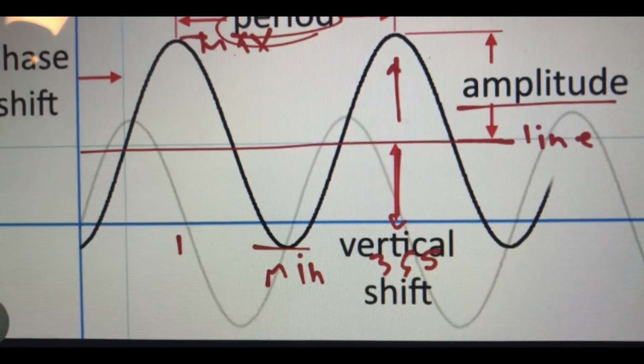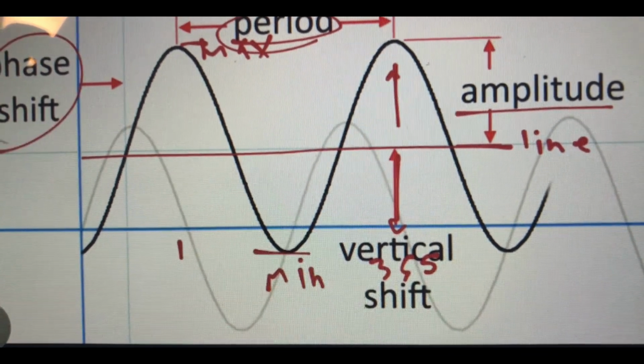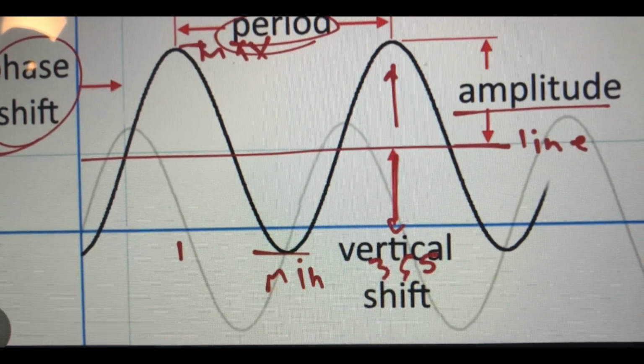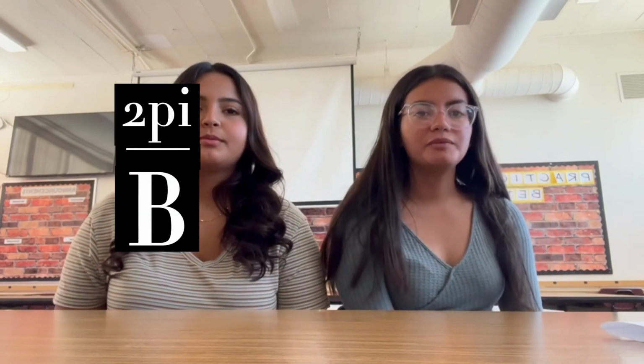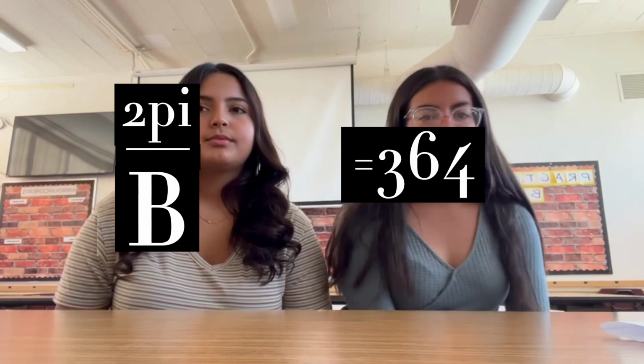The phase shift is how far the function is shifted horizontally from the usual position. This is represented by c. The period of our equation is 364 since there are 364 days in our equation. To get b, you do 2π over b equals 364.